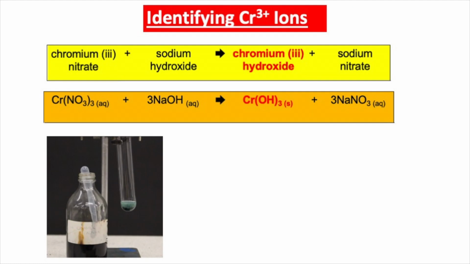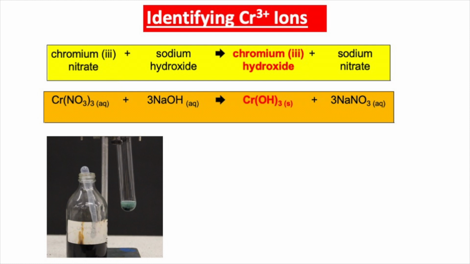Now, it's important that you can describe the reactions that take place between transition metal ions and aqueous sodium hydroxide with both word and chemical equations. So in this experiment, we added chromium 3 nitrate to sodium hydroxide. We made the grey-green precipitate chromium 3 hydroxide and sodium nitrate.